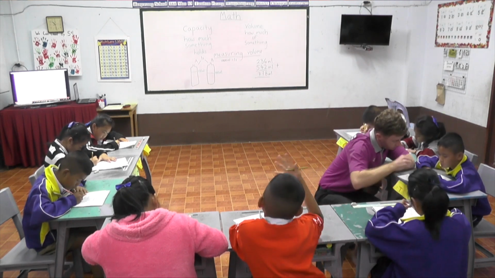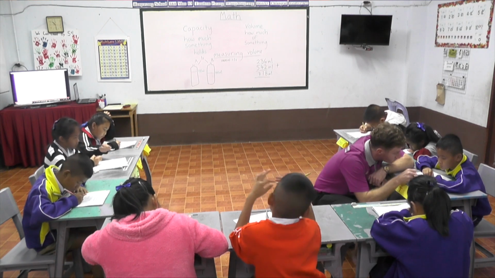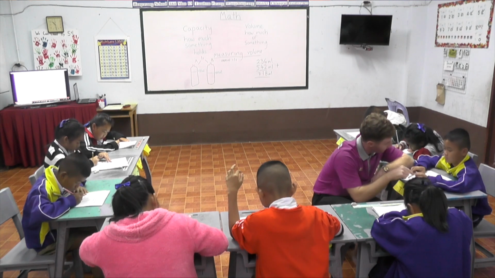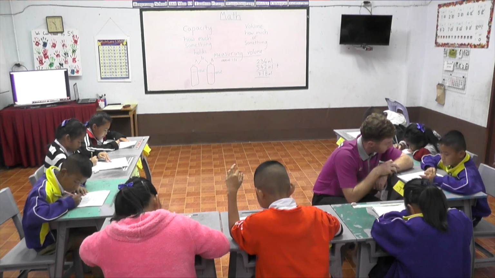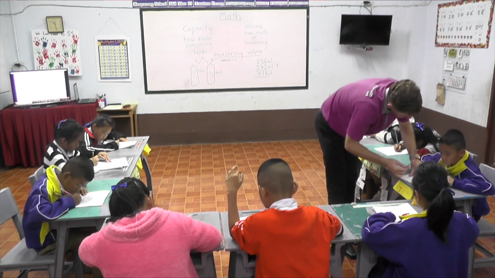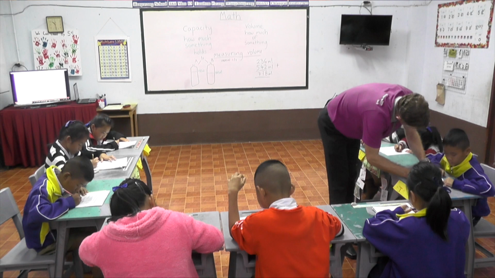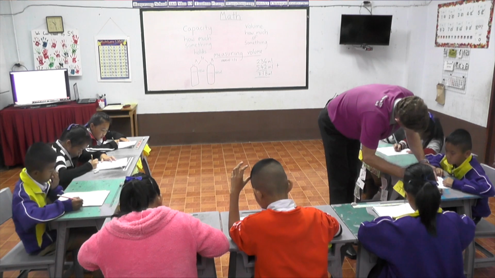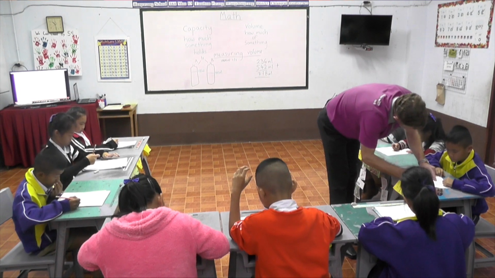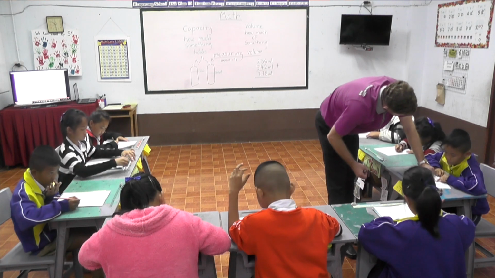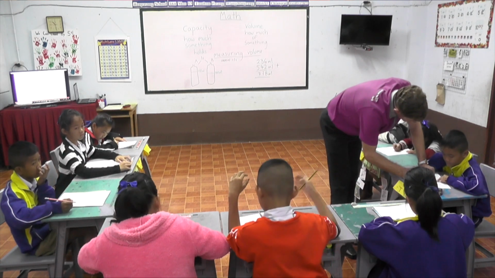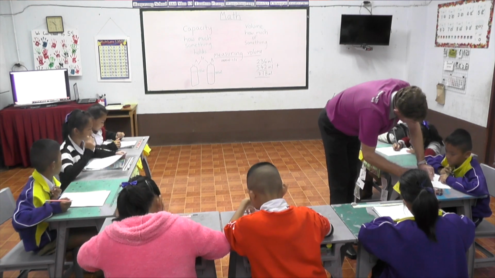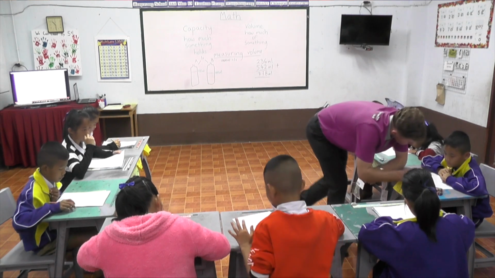So let's have a look at this one. That's correct, but don't forget milliliters. When we're doing our workings, we need to put the unit. So how about this one? What's this number? 352 milliliters. And how about this one? 486 milliliters.